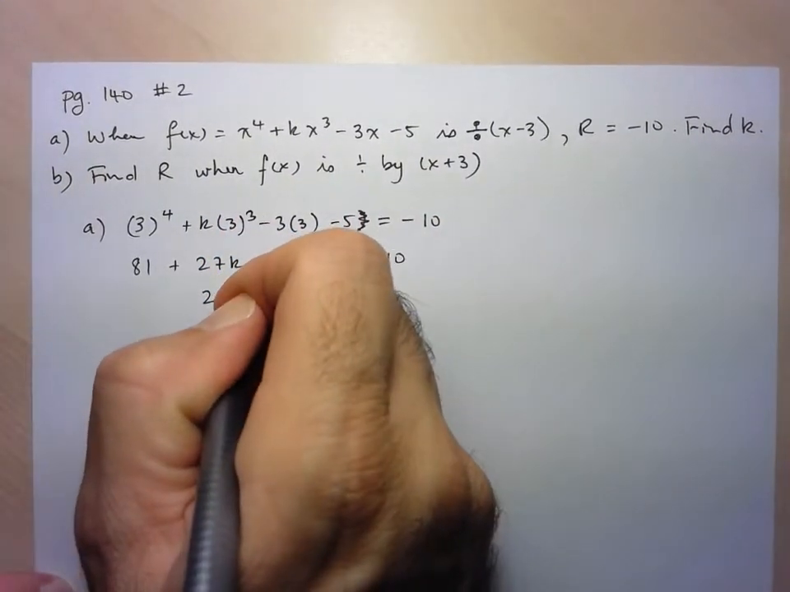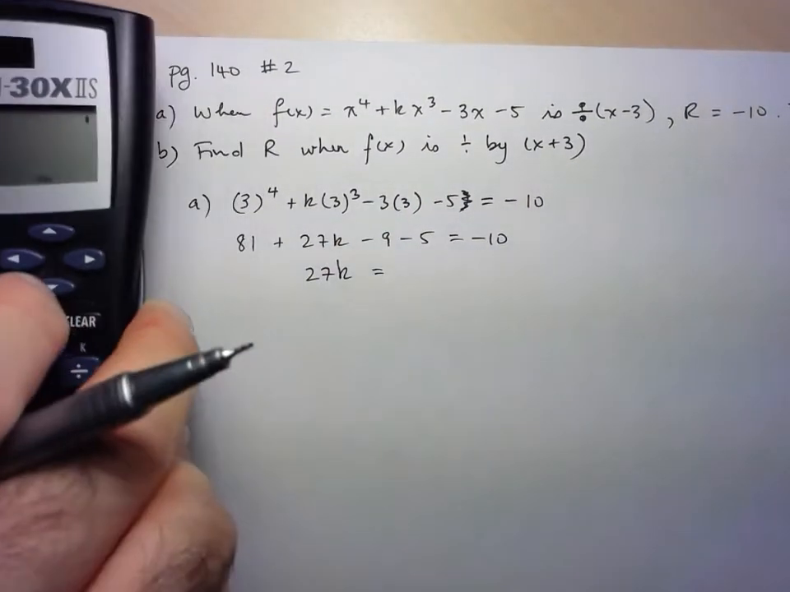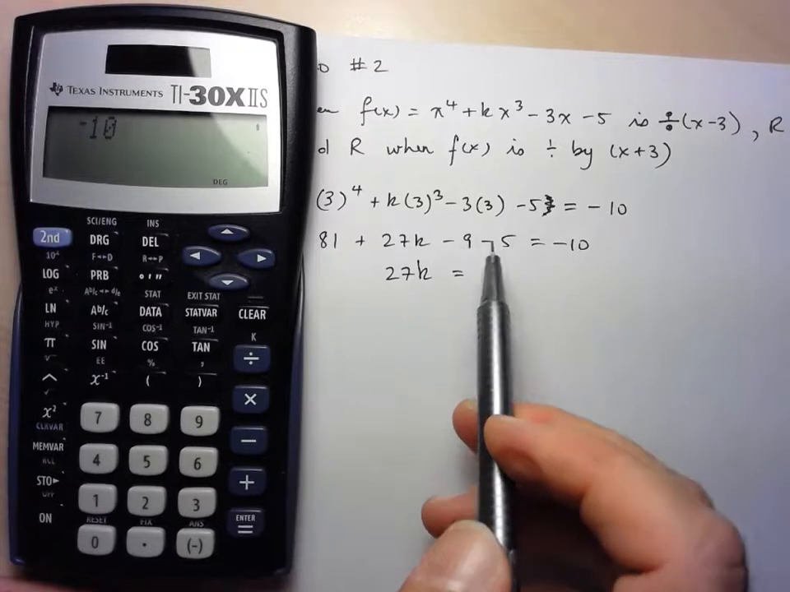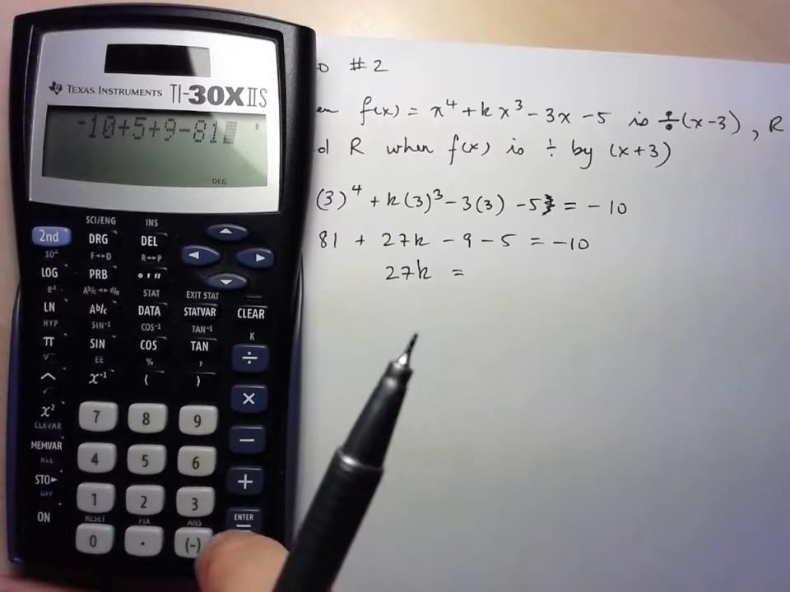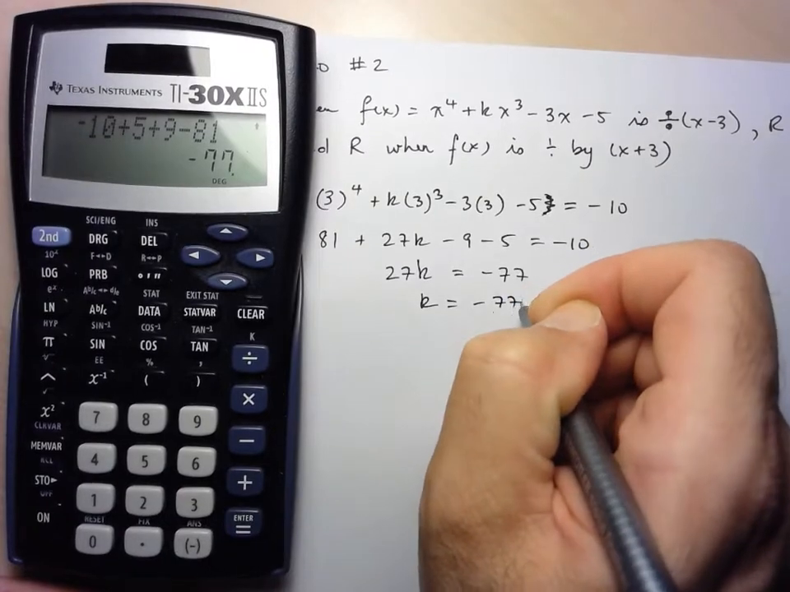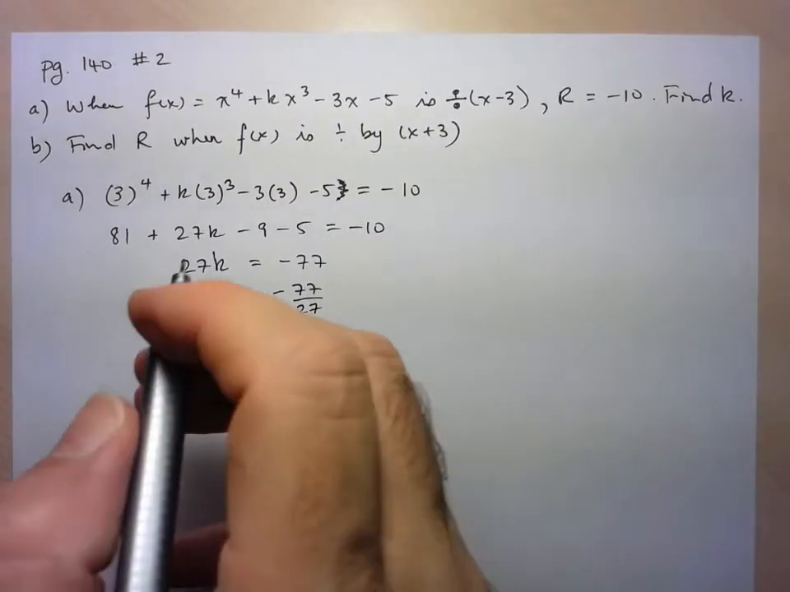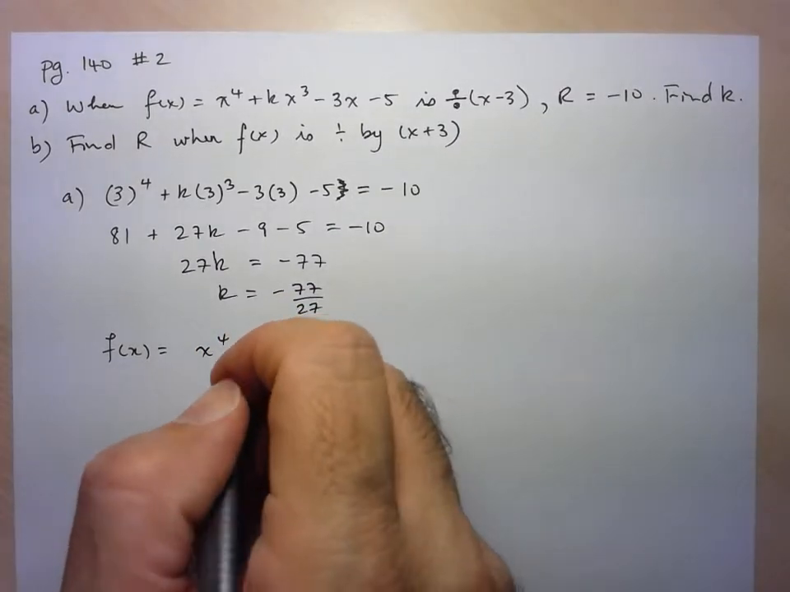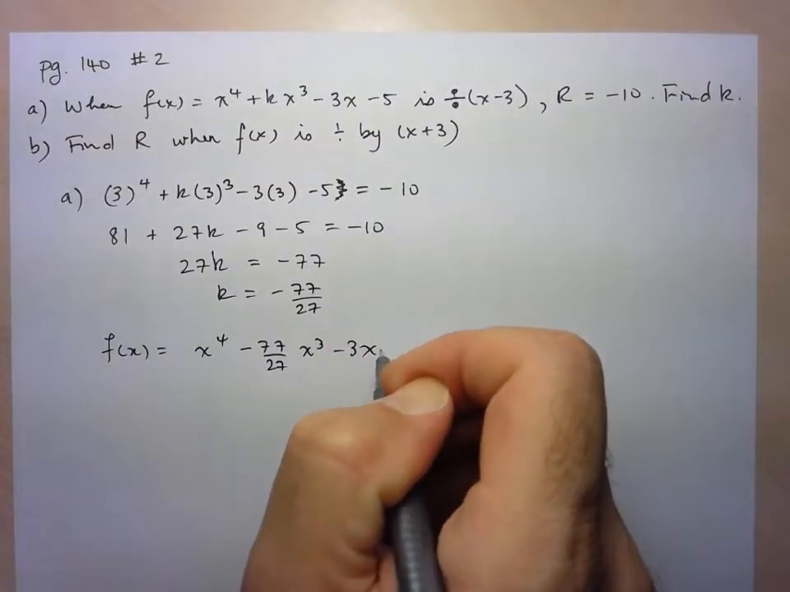So 27k is equal to, and I don't think I'm going to take any chances here, so let's get our calculator out. We've got negative 10. I'm just going to bring these three constants to the other side, so it's going to be plus 5 plus 9 minus 81. There you go, negative 77. So k is equal to negative 77 over 27, and I don't think that can be reduced any further. So what we have is that f of x is equal to x to the fourth minus 77 over 27 x cubed minus 3x minus 5.